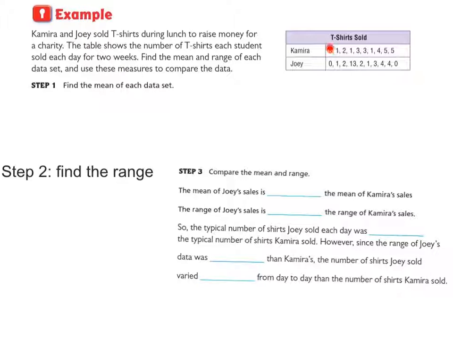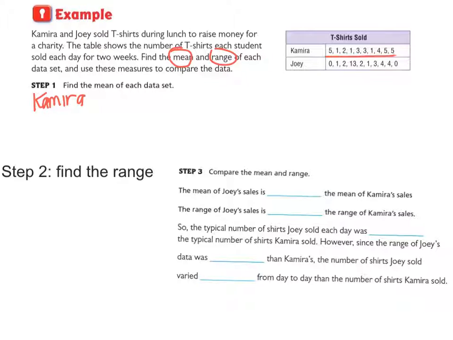So here, on the first day, Kamira sold 5, the second day 1, and so on and so forth. Find the mean and the range of each data set and use these measures to compare the data. So first I'm going to find Kamira's mean, and I'm going to use a calculator on that.